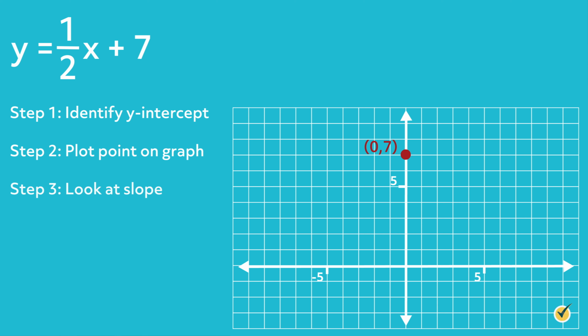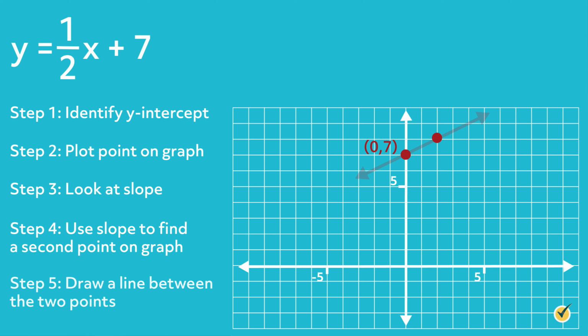Next, we want to look at our slope, which we found earlier to be 1/2. Remember, the slope is the ratio of our change in y over our change in x, or our rise over run. Fourth, we're going to use our slope to find another point on the line. Start at the y-intercept and move up, or rise, 1, and move right, or run, 2, and then place another point there. Since we have 2 points, we can make a straight line.